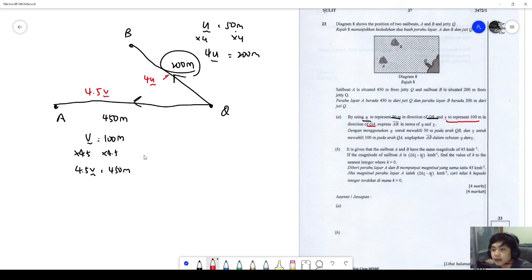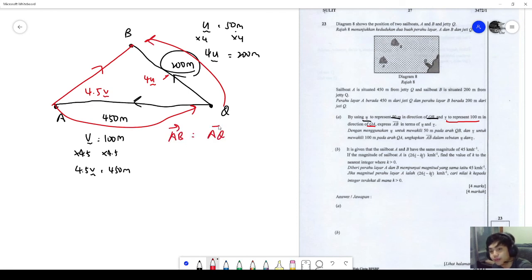So here we have express AB in terms of u and v. AB is here. To go from A to B means you have to go from A to Q and then Q to B. So AB equals AQ plus QB. AQ is negative 4.5v and QB is 4u. And this is done for question A.